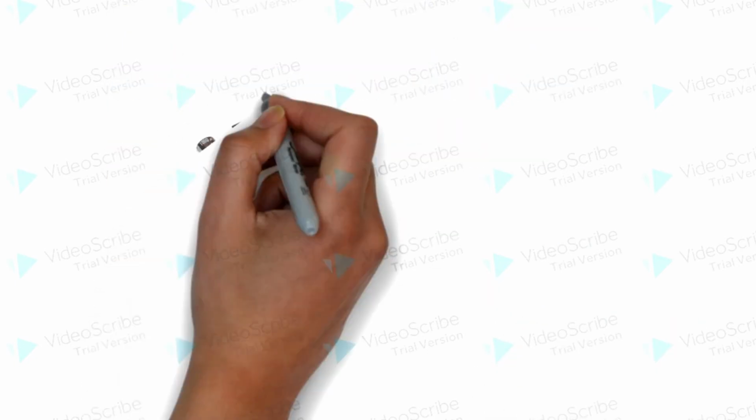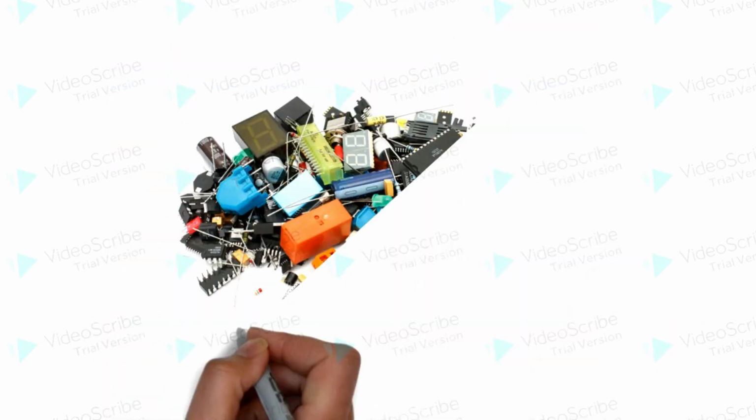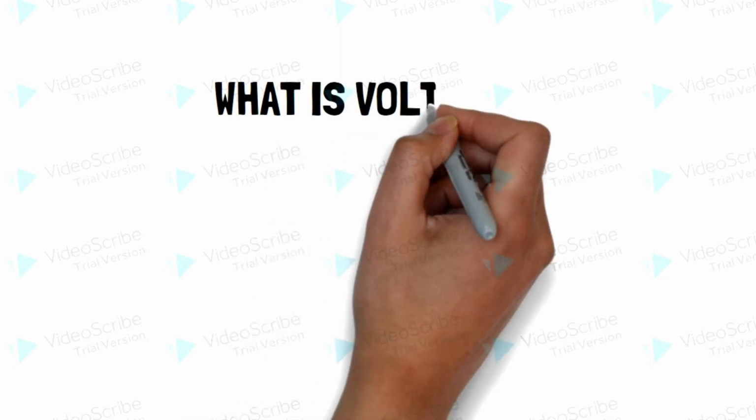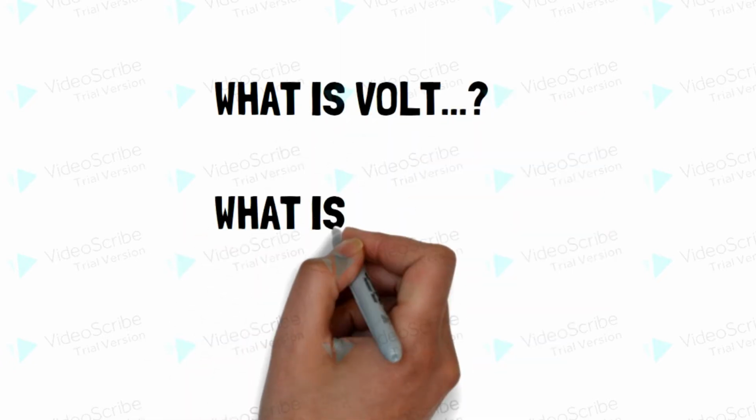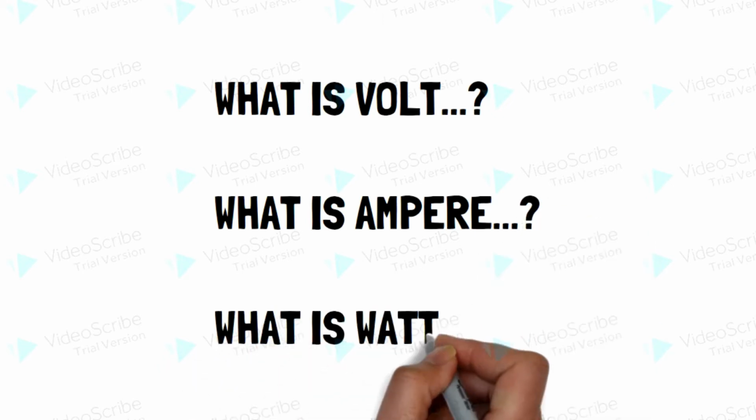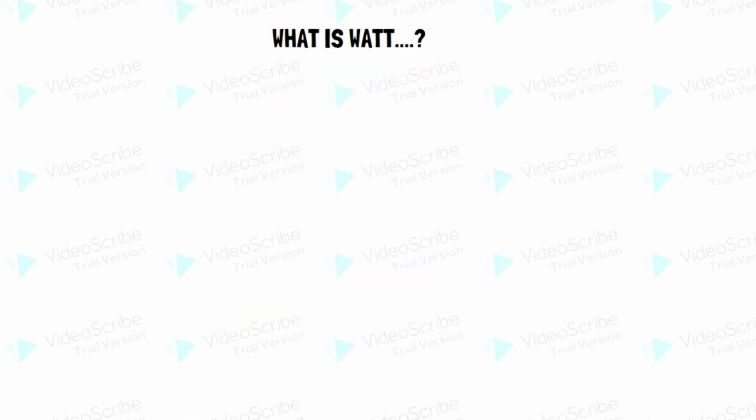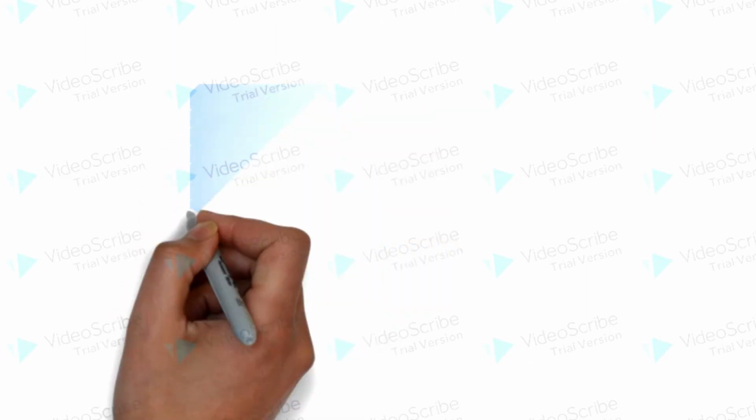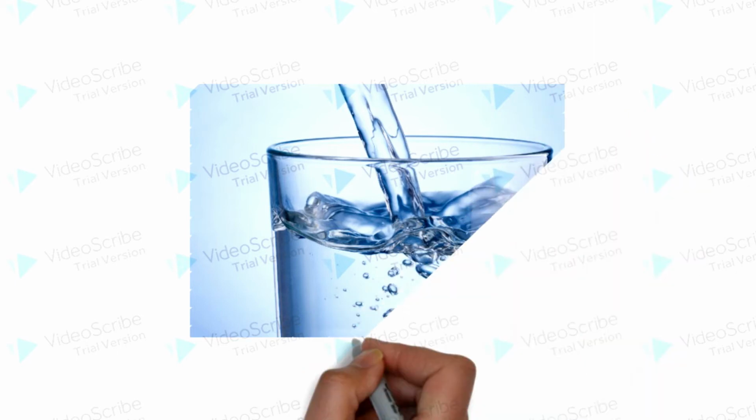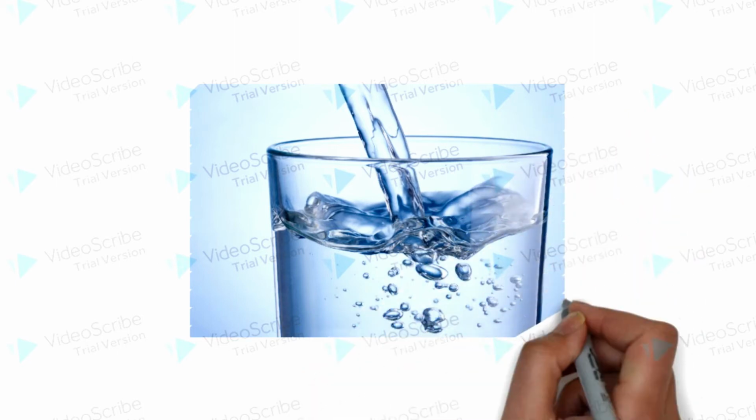All these components are used in the field of electronics in different applications, but first of all we should learn some concepts. What is the volt, what is an ampere, and what is the watt? These are the basic concepts we should learn first. Here I am taking the example of water because it is an easy way to understand these parameters.